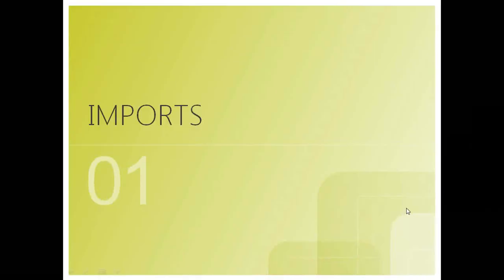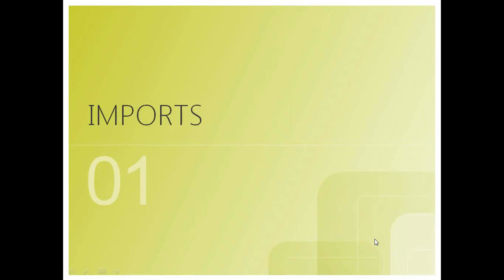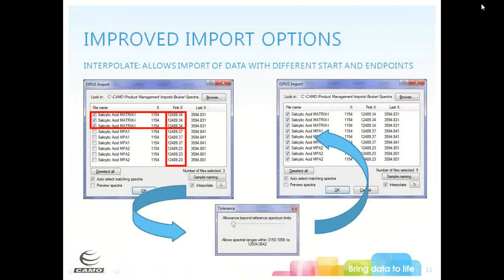So now I'd like to talk through the different things that we've changed, beginning with the Imports menu. Under the Imports menu, we've added this option now that when you're importing data from many different formats, you have the ability to interpolate that data. Here we see that we have data which have the same number of points in the data, but the beginning and ending points for the X don't exactly match.